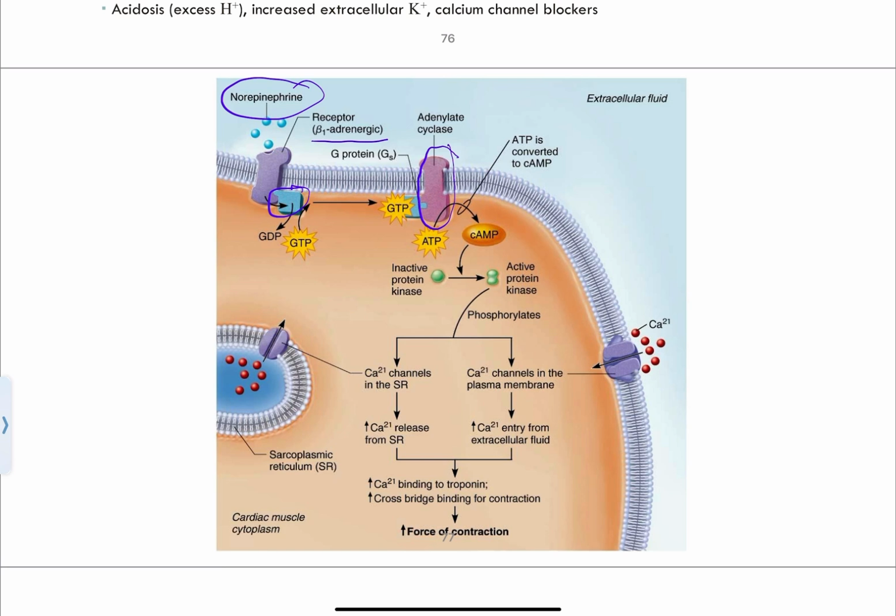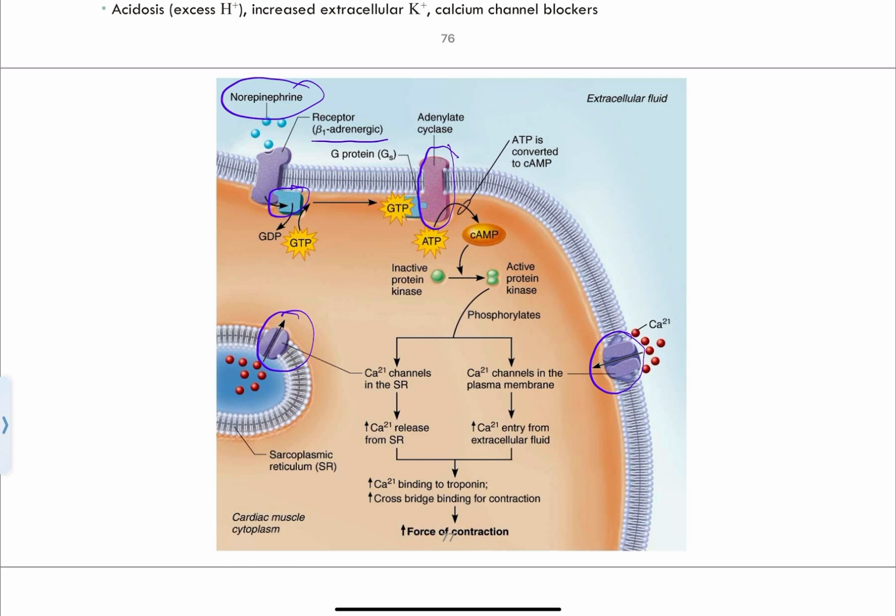For example, causing the activation of a protein kinase. A kinase is a generic term for an enzyme that phosphorylates something. So once we have an active kinase, that's exactly what it does. It phosphorylates something. It's very important that it does this because one of the things that it phosphorylates are the calcium channels in our sarcoplasmic reticulum, as well as the calcium channels in our plasma membrane.